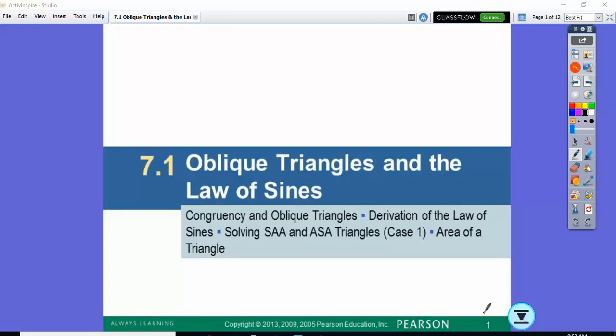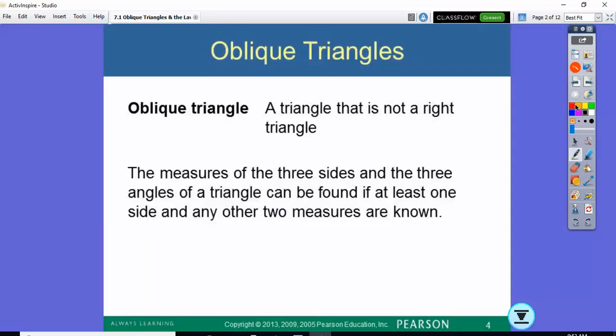What we're talking about the next few days are oblique triangles. We have done a lot of trigonometry, but the definitions of our trig functions only apply in what kind of triangle? A right triangle. So everything we've done has required a right triangle. But we know that not every triangle in the world is a right triangle. An oblique triangle is just not a right triangle. It could be acute, it could be obtuse. It's just not a right triangle.